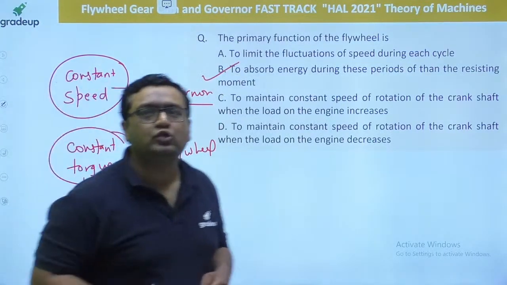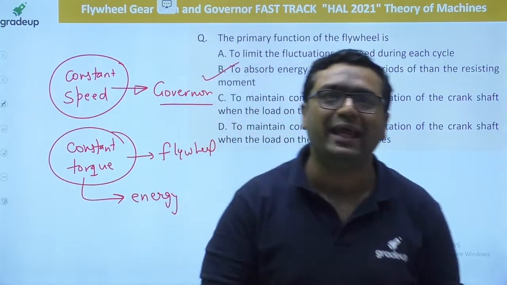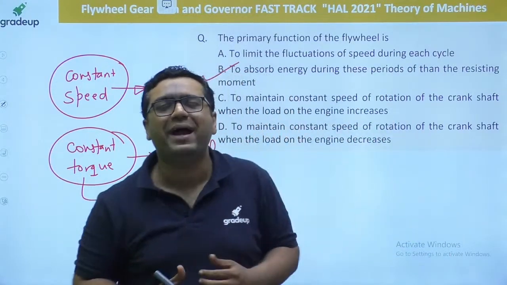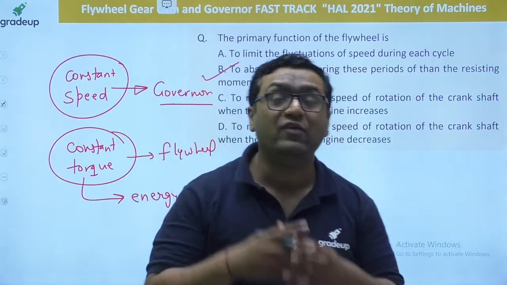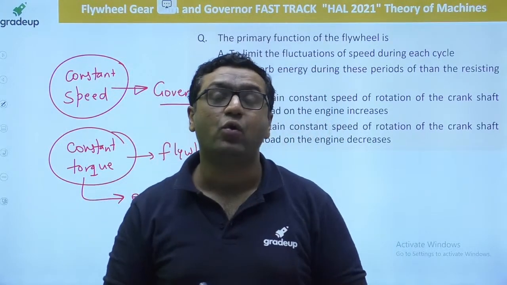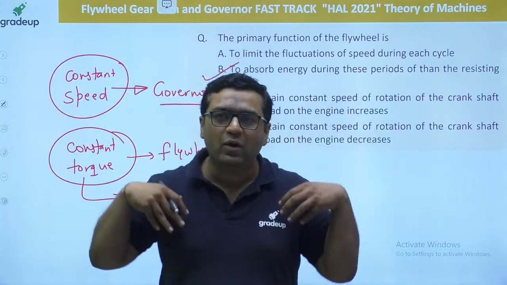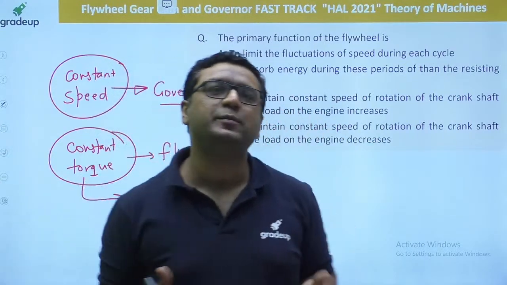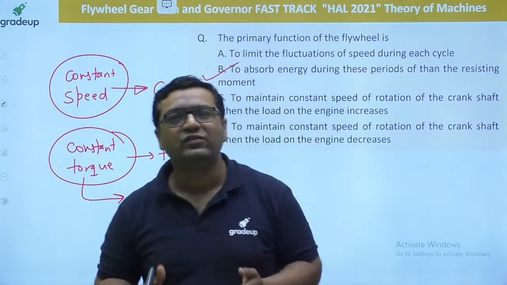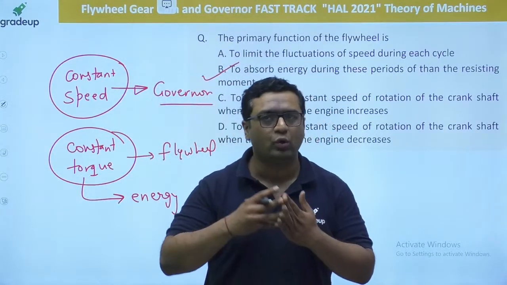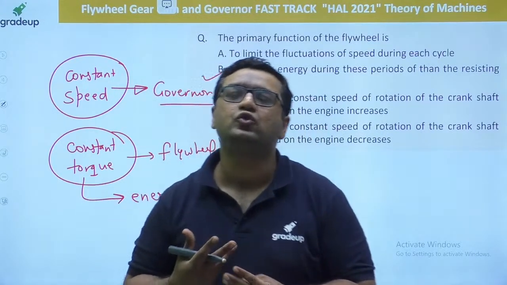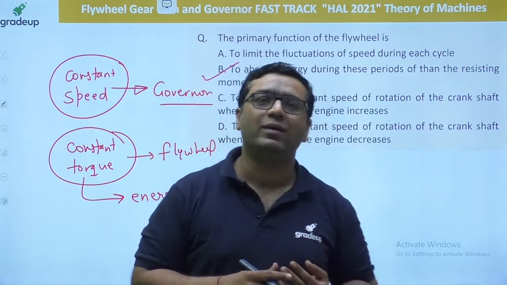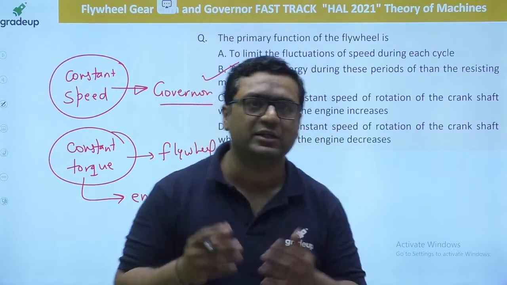To reduce the fluctuation of speed, the governor is going to maintain the constant speed by changing the fuel supply. And the flywheel is going to maintain the constant torque by absorbing or providing some amount of energy. That is the difference between flywheel and governor. Both of them are instantaneous fluctuation control devices. One device is used to work over the internal fluctuations. The other is going to work over the external fluctuation. That is the difference basically.